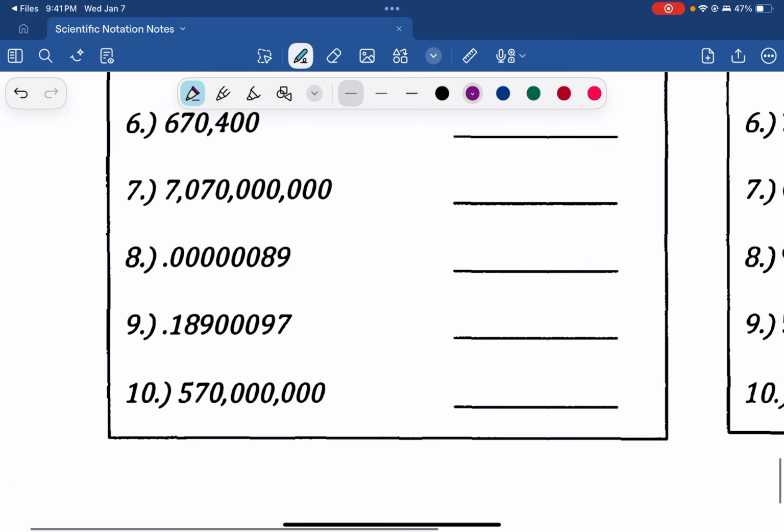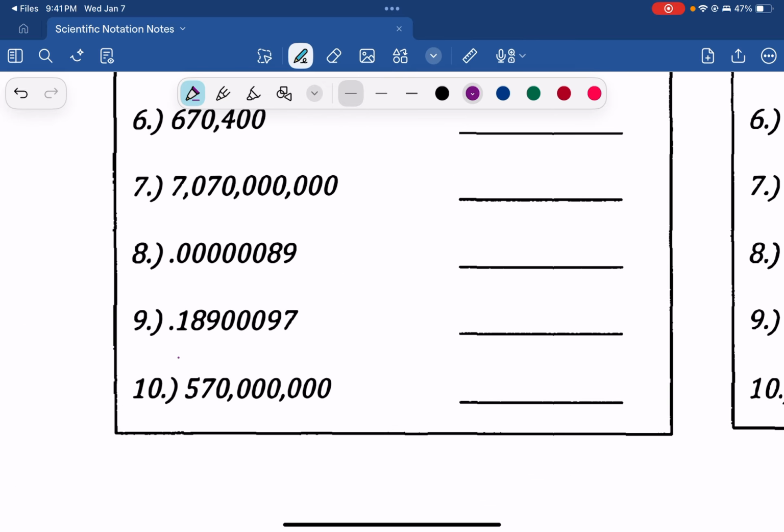Last thing I want to mention is the most often missed problem here. It's number 9. Number 9 is a little bit tricky. As a helpful hint, you're only moving the decimal right there because the first digit there is 1. So it should be 1.89 and a little bit more.